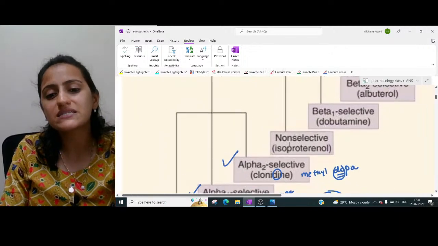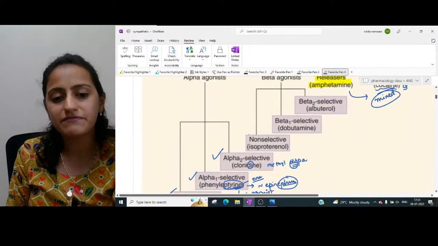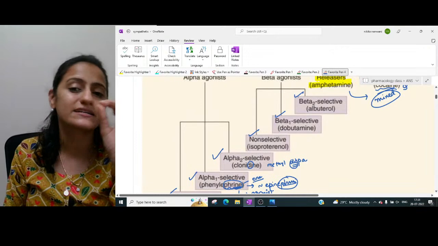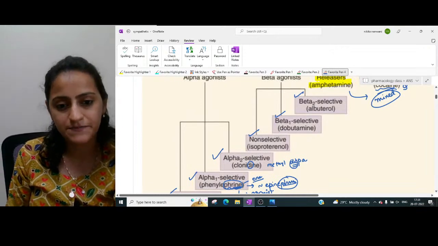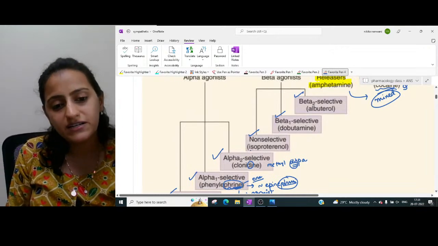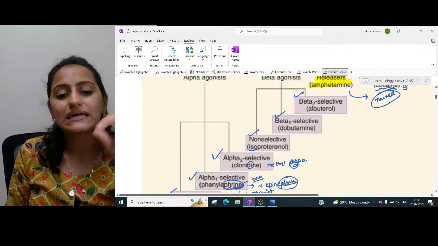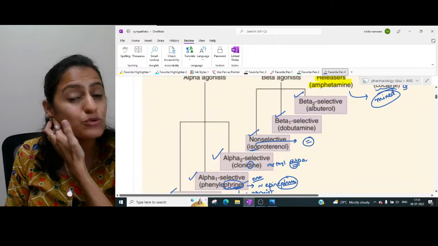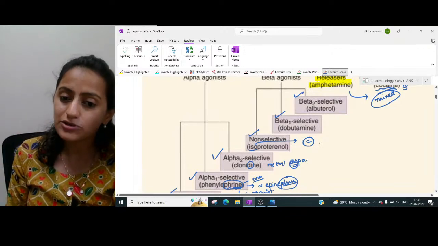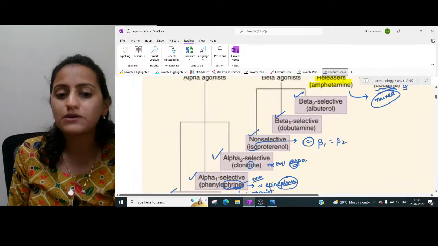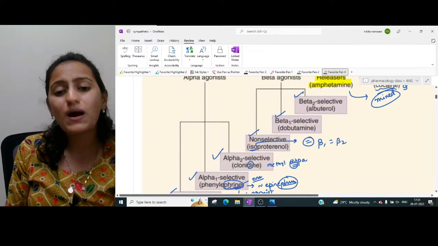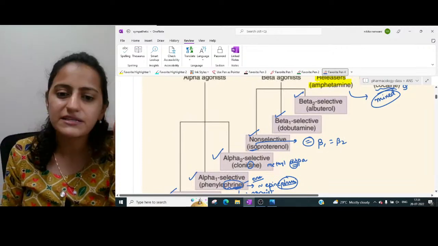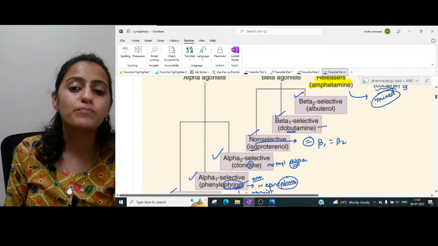Now coming to beta agonists. Even in beta we have non-selective, beta 1 selective and beta 2 selective agonists. Non-selective here is isoproterenol. Iso we have discussed before, iso means equal. It has equal action on beta 1 and beta 2. Beta 1 selective, though it has some beta 2 action also, is dobutamine.